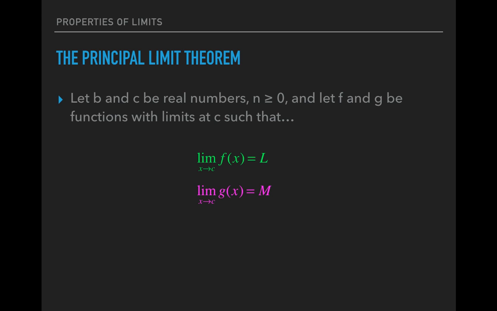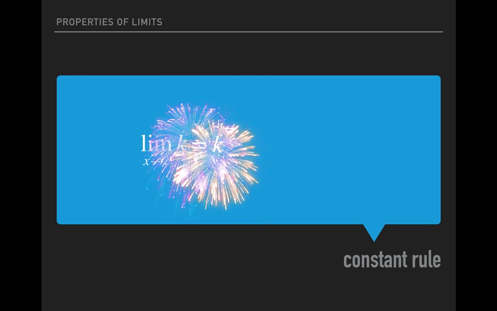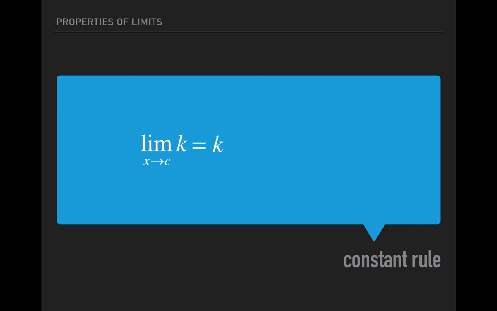That's going to be kind of the setup that leads into all of the rest of the theorem, which is going to include the different properties that are going to help us to find limits very quickly. So let's get started with the constant rule. If you're looking at the limit of a constant value as x is approaching c, it's going to be k. It's going to be that constant value.